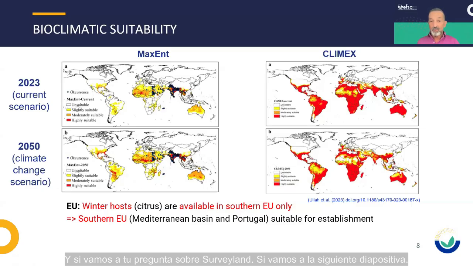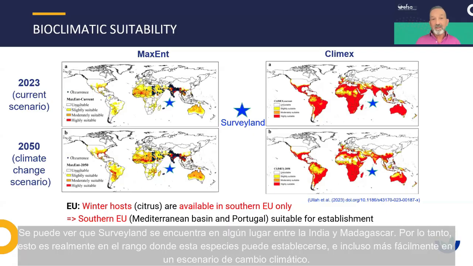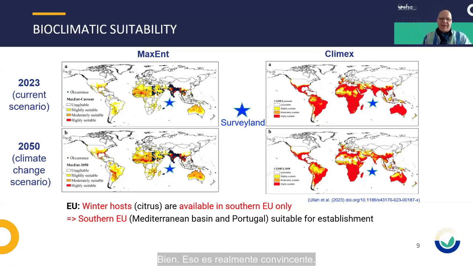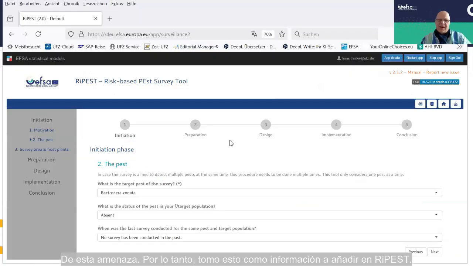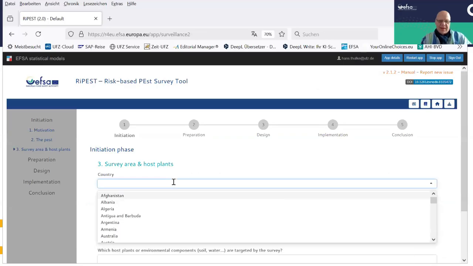And if we go to your question about Surveyland, if we go to the next slide, you see that Surveyland is located somewhere in between India and Madagascar. So this is really in the range where this species can establish, and even more easily under a scenario of climate change. Okay, that is indeed convincing of this threat. So I take this forward as information into Ripest.